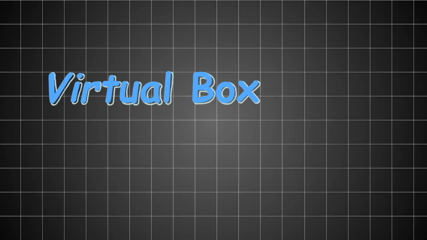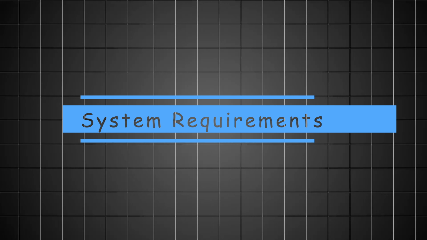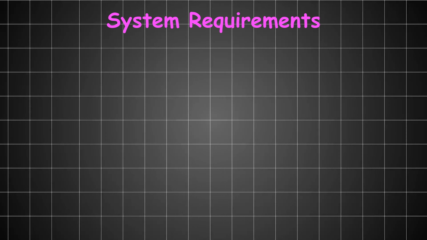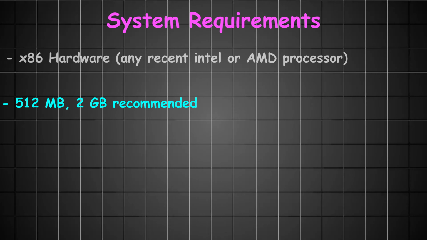In today's video, we will be installing VirtualBox version 7.1.0. So the minimum requirements for installing VirtualBox 7.1.0 are x86 hardware with any Intel or AMD processor. For memory, we need at least 512 MB of RAM, but recommended is 2 GB.